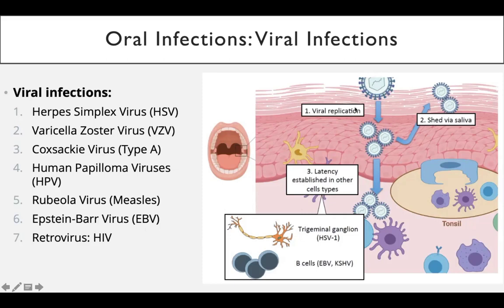On the right side, we see a very common representation of how a virus comes, replicates in the mucosa, and then stays in some of the ganglion. For example, here it is nerve. Herpes simplex virus type 1 stays dormant in this, and some of the virus stays in the B cells. These are Epstein-Barr virus and Kaposi sarcoma.